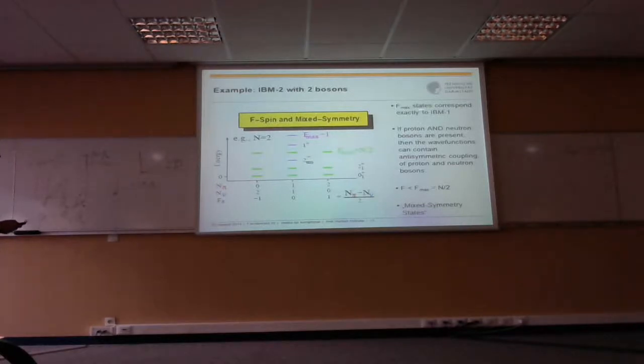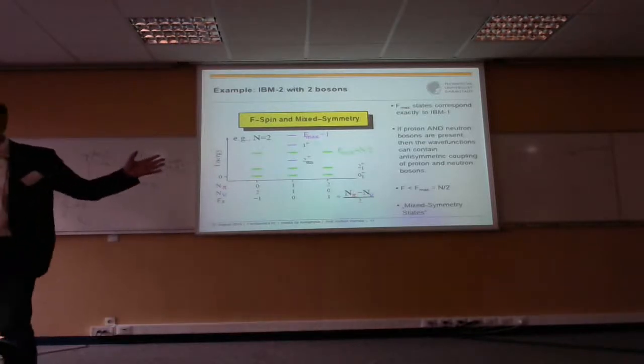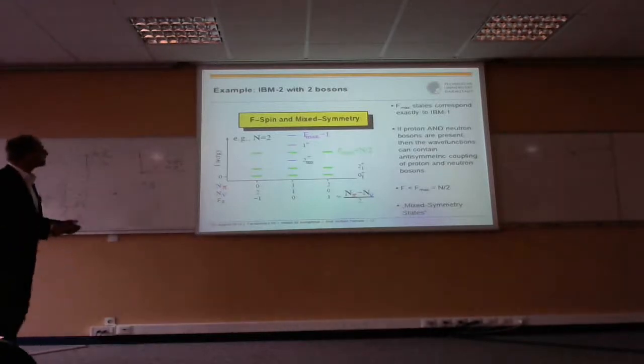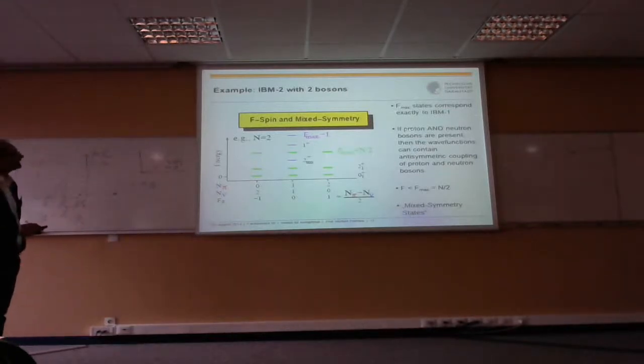So F max states, they correspond, of course, to IBM1 because they must be sort of identical. They belong to a multiplet where you have states that contain only one sort of bosons, let's say proton bosons only. But when you have only one sort of bosons, you can neglect the label. That is then IBM1. So the F max states correspond exactly to IBM1 states. And if proton and neutron bosons are present, then the wave functions can contain antisymmetric coupling. And you have non-maximum F spin, these purple states. And these are called the mixed symmetry states.